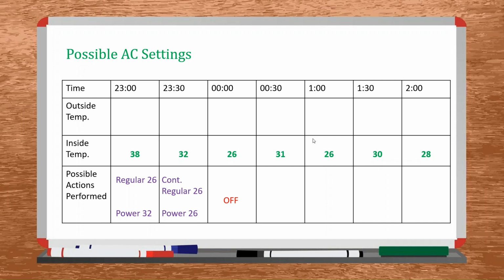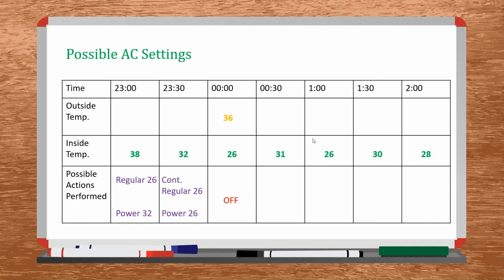Next, at 12:30 the temperature is 31. So the temperature has risen by 5 degrees within half an hour. If the AC had been switched off till 1 a.m., then the temperature would have increased by 10 degrees in another half an hour. So what we know about the outside temperature at 12 a.m. is that it could be 10 degrees more than 26. So that would be 36 degrees.